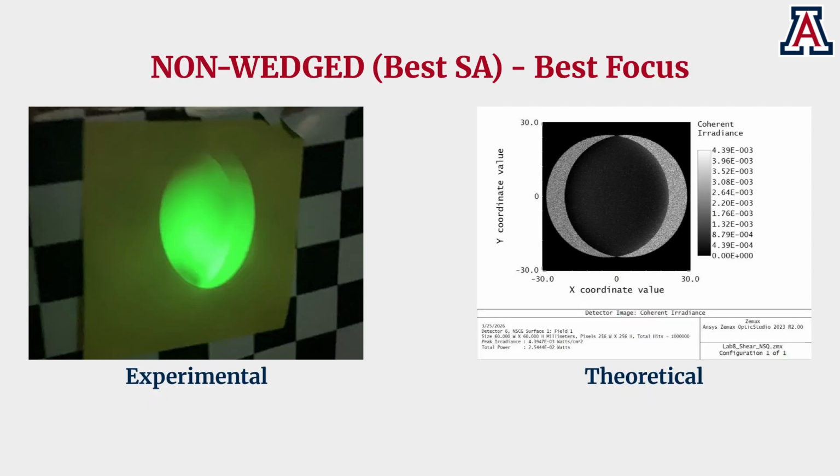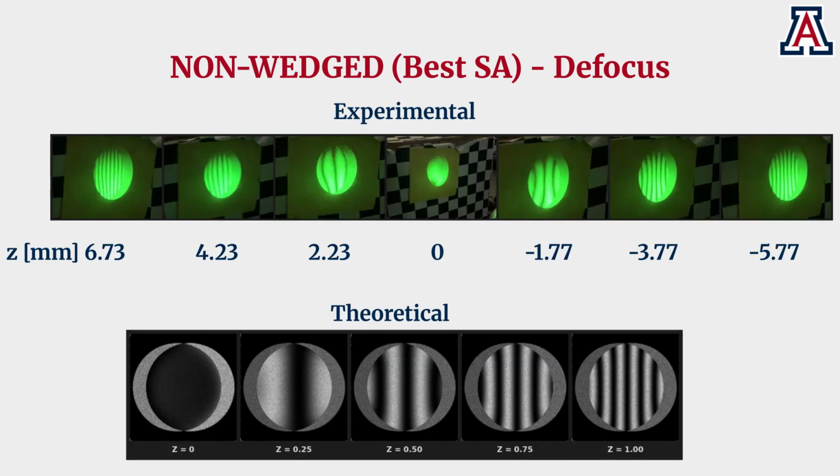With the setup complete, first is the non-wedged shear plate with minimum SA collimation lens. At best focus, we have a very good null fringe that matches the simulation. There is some slight residual spherical aberration that is clearer in the next measurements. Now we add defocus as a Z offset in the collimation lens, positive being outside focus. As defocus is added, increasing vertical fringes are seen in the interferogram.